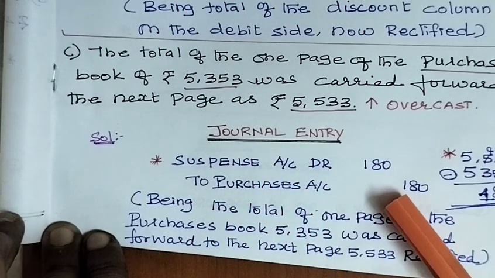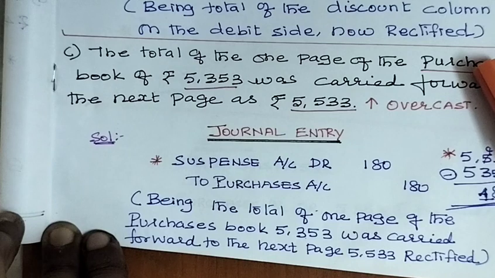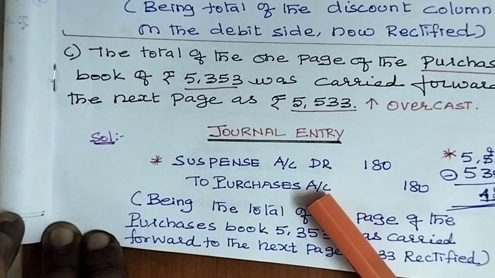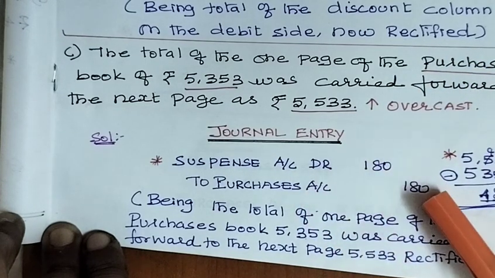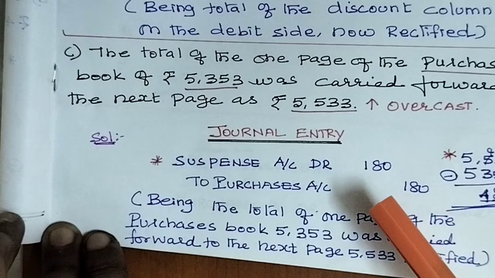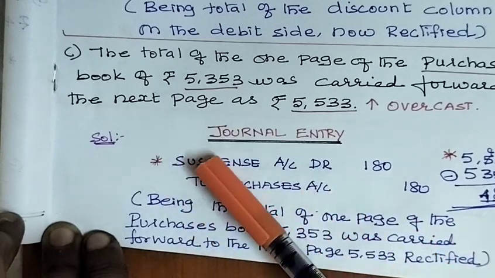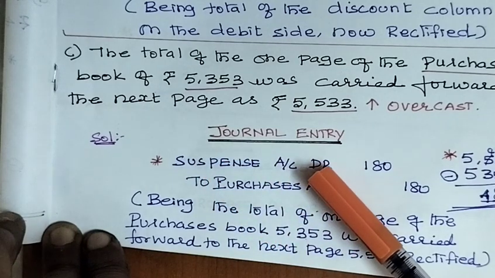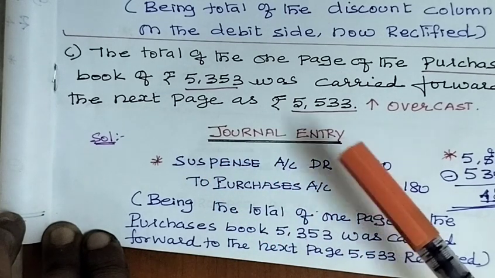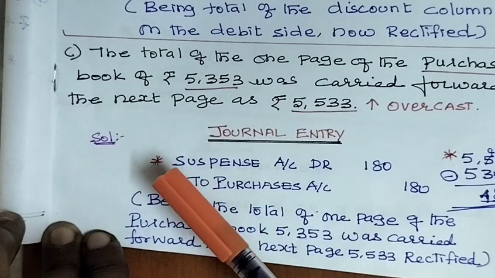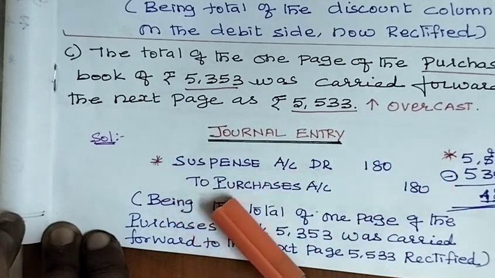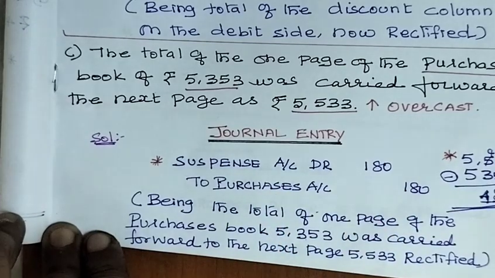So the purchases account is to be debited. To rectify this error, we credited the purchases account. The difference value we entered on the credit side. In opposite, we have to create the suspense account to tally the trial balance. So on the debit side, we have to write suspense account debtor 180 rupees to purchases account 180 rupees.